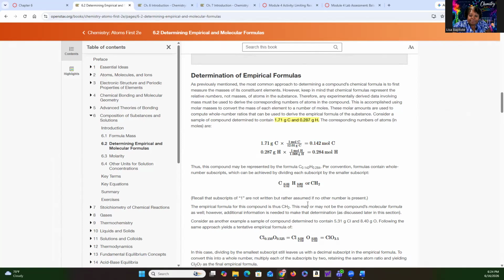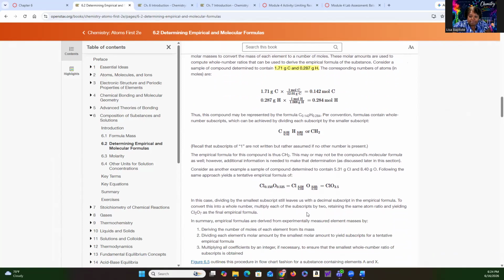This is how you do it for each of your compounds that you're looking for the empirical formula. So let's look at this example that they've set up. If it was determined that chlorine is 0.150 and oxygen is 0.525, remember you're listing the element that has the lowest number first, all right? We're going to divide both numbers by the smallest number.